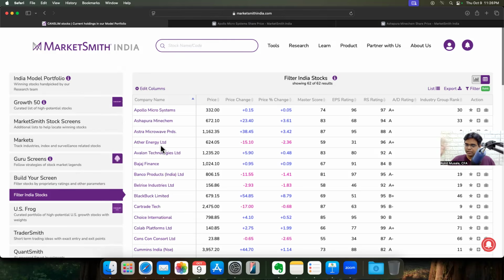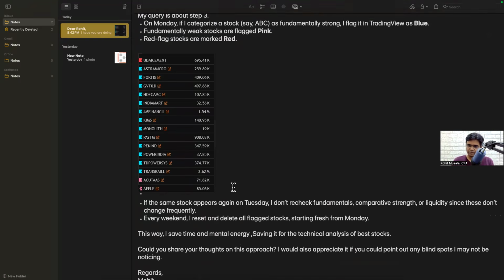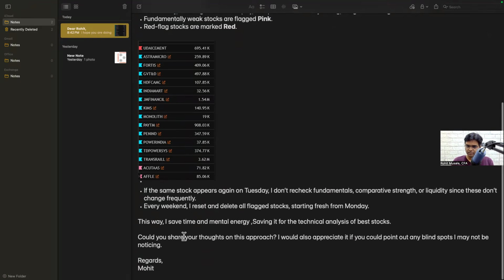Simple. No TradingView, no exporting stocks from here and there. On TradingView, only that stock goes which qualifies everything, which is ready to buy. That is the stock that I will take to TradingView for further analysis, because in TradingView you get nice charting features. On MarketSmith you don't get that. So that's my process. There are some fundamental mistakes, he's writing. Could you share your thoughts on this approach?